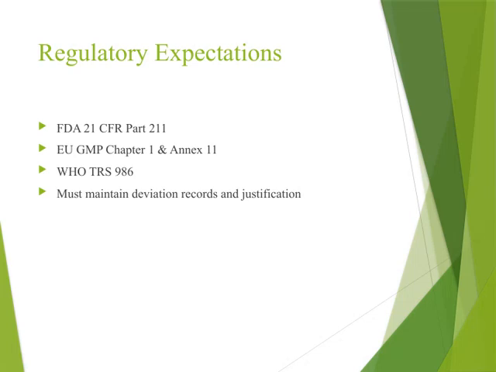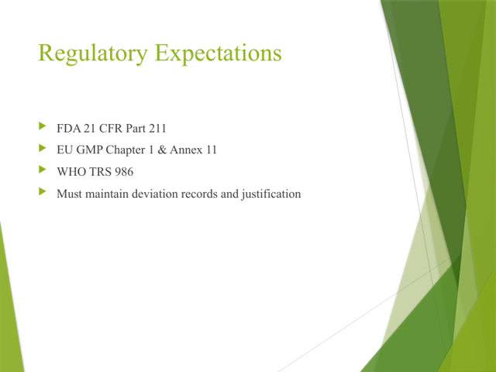Let's take a closer look at the regulatory expectations that guide our quality systems. First, we have the FDA 21 CFR Part 211, which sets the standards for current good manufacturing practices in the United States. This regulation emphasizes the importance of maintaining detailed records of any deviations from established procedures, along with clear justifications for those deviations. Moving to the European Union, GMP Chapter 1 and Annex 11 outline similar expectations, focusing on ensuring product quality and patient safety through rigorous documentation and change control processes.